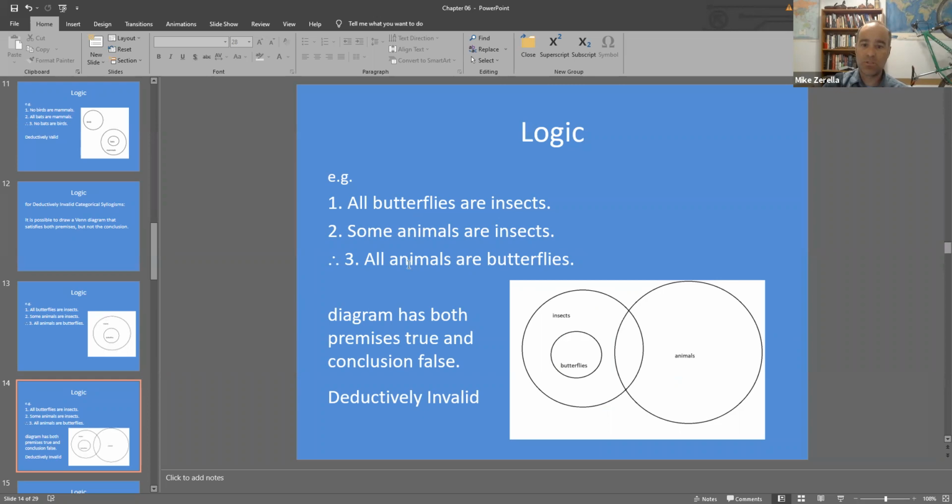Then all animals are butterflies. Oh, that would mean that the animal circle is completely contained within the butterfly circle, and we can't do that and have the two premises come out as true. So we've drawn a Venn diagram that matches the two premises, that shows how they can be true, but the conclusion's false, because it just doesn't get matched by this Venn diagram. So we successfully drew a Venn diagram that satisfies the two premises, but not the conclusion. So that indicates to us that this is a deductively invalid categorical syllogism.